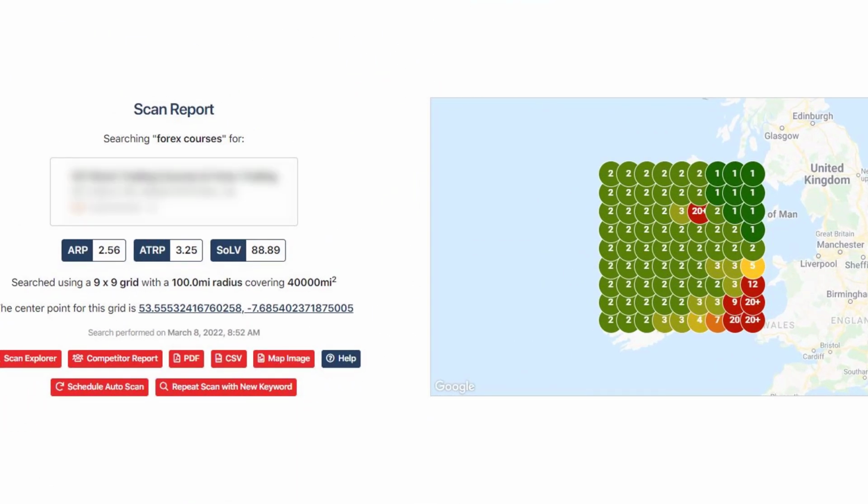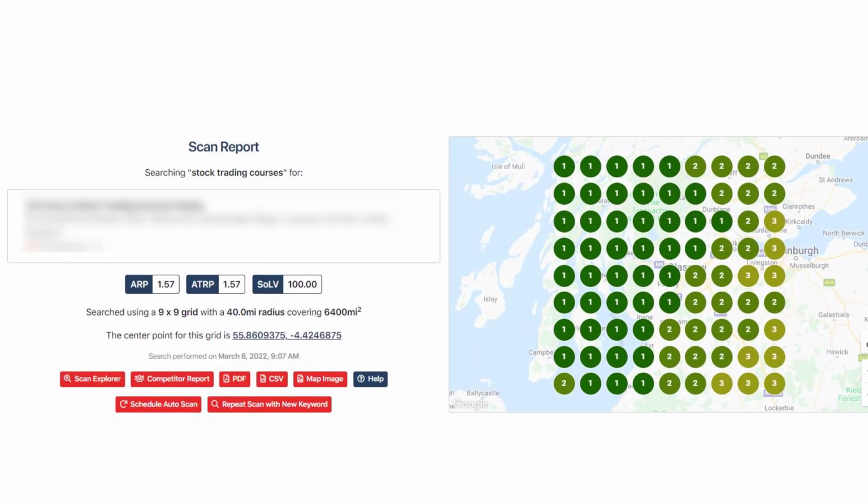Okay, this result here, guys, underneath that big clump of green is a country called Ireland, and you can't see it because we're ranking over the entire country: 40,000 square miles for the term Forex courses.